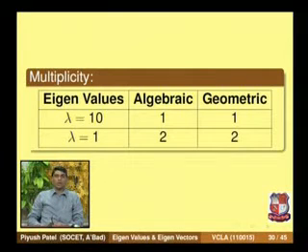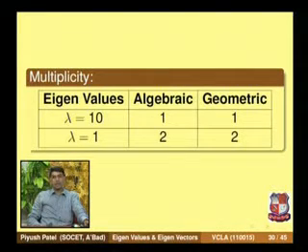For the eigenvalue lambda is equal to 1, you can see that as an eigenvalue it is repeated 2 times, therefore the algebraic multiplicity is 2 as it is occurring twice, and the geometric multiplicity is what? It is a count of linearly independent eigenvectors, and we have seen that there are 2 linearly independent eigenvectors corresponding to the eigenvalue lambda is equal to 1, therefore the geometric multiplicity is 2.